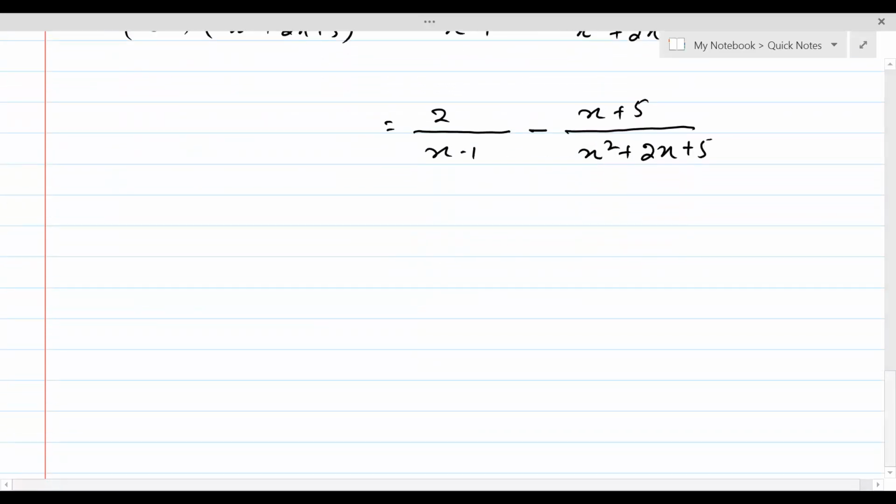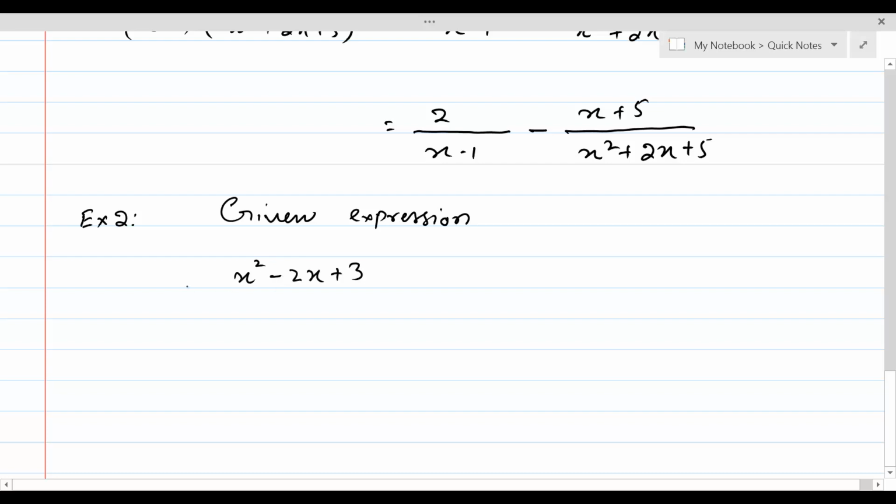Let's do one more question. So example 2. And this time the given expression is x4 over x squared minus 2x plus 3, divided by x power 4 plus x squared plus 1.